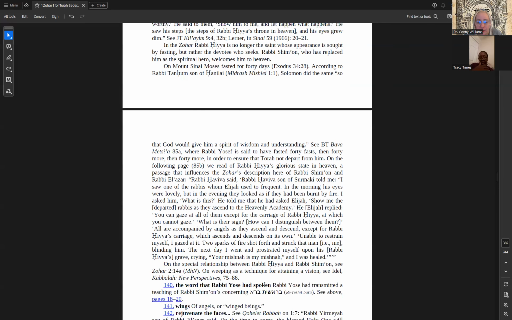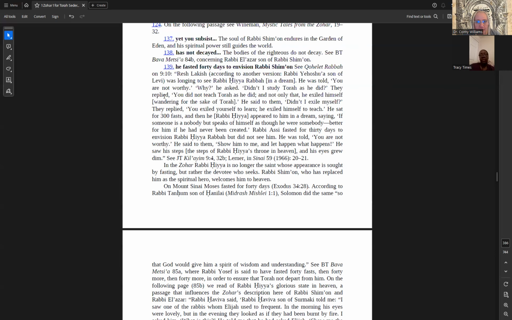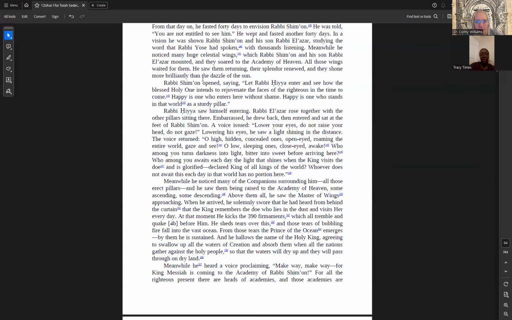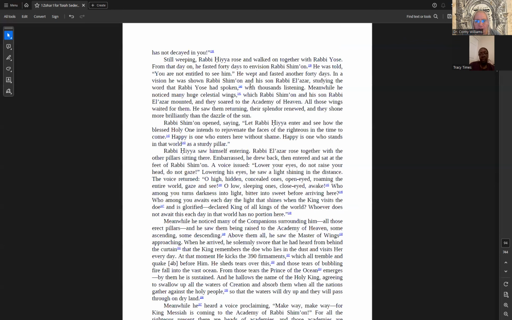On the special relationship between Rabbi Chia and Rabbi Shimeon, see the Zohar. On weeping as a technique for attaining a vision, see Idel, Kabbalah: New Perspectives. So these are things that you can check out. There are very, very many fascinating stories within the Zohar that are said to have happened. Obviously, Rabbi Chia was the forerunner, so to speak, of Rabbi Shimeon.